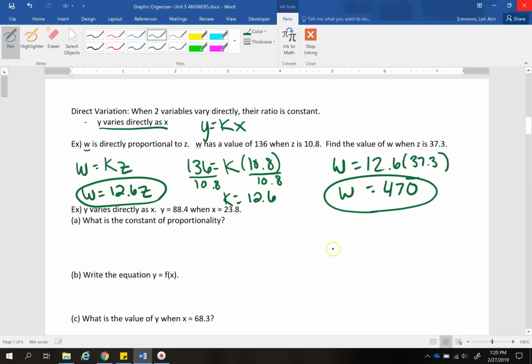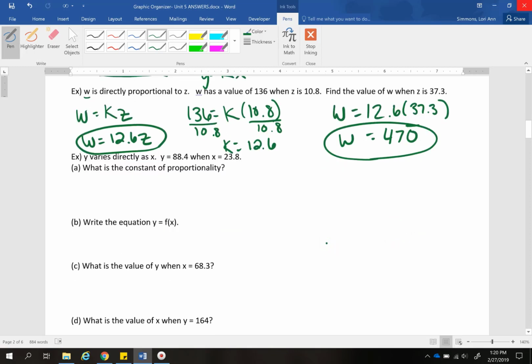Let's try another one. This breaks it out into what we're doing, so hopefully the steps will help. So y varies directly as x. Part A is, what is the constant of proportionality? Y varies directly as x, so we have y equaling k times x. We have 88.4 for y. K we do not know, that's what we're trying to find, and x is 23.8.